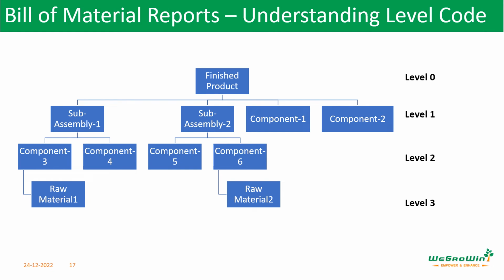Now if you are seeing the bill of material for sub-assembly starting from here, then this becomes level 0 for that, and then level 1 here and level 2 here, like this it will go on. So we need to understand these levels when we do analysis of the bill of materials. Also when we see the reports, we should be able to see the reports clearly if you understand these levels clearly, right?